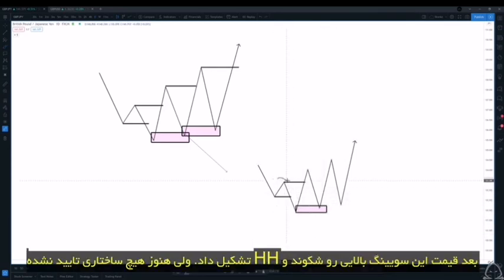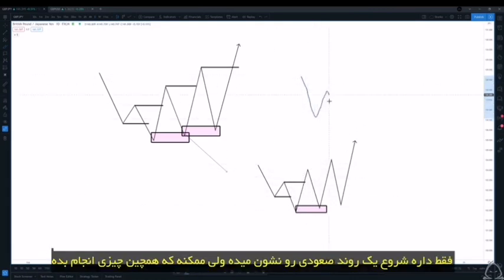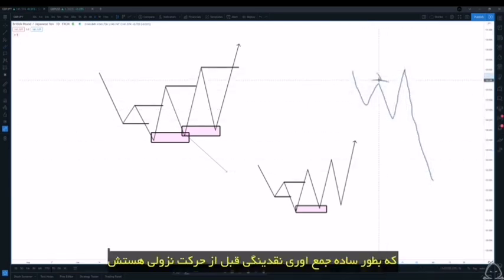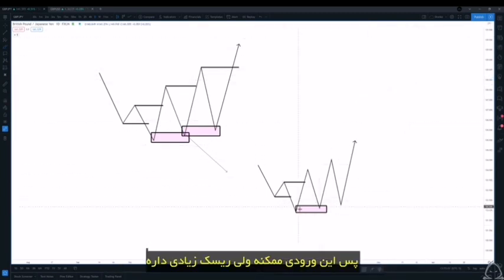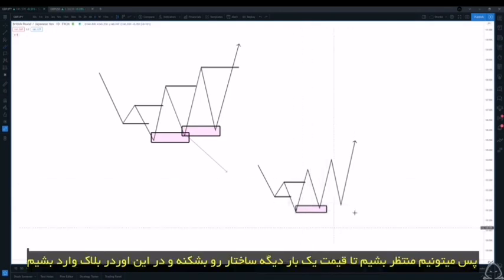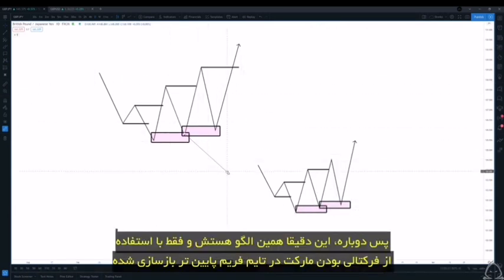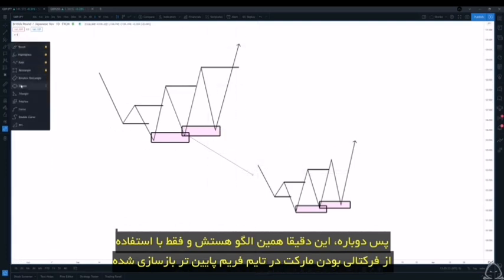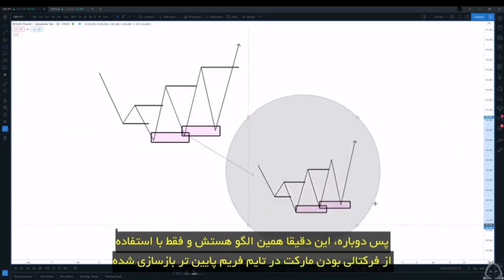Then price broke this swing high, creating a higher high, but we haven't actually confirmed any structure. We're just starting to show the beginning of an uptrend, but it is possible that we could get a run on the liquidity before a move to the downside. So this entry is very possible, but it's also risky. What we can do is wait until price breaks structure one more time and then enter on this order block. Again, this is the exact same pattern, just replicated on a lower time frame, taking advantage of the fractal market nature.